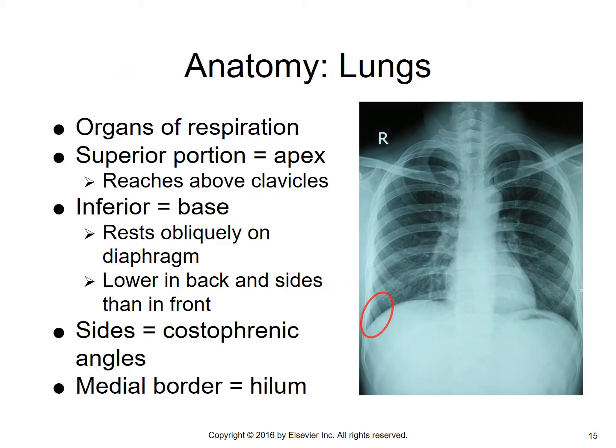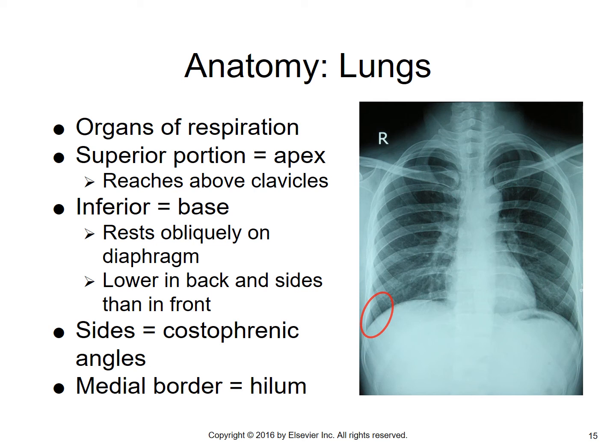Let's look at this chest x-ray. Okay, well, first of all, let's talk about the lungs. What are they? They're the organs of respiration. Now, I want you to look at this chest x-ray. Remember, I told you that the heart, which is in the middle, is going to absorb the radiation, so it comes out as kind of a white area. Hopefully, you can make out the heart there.